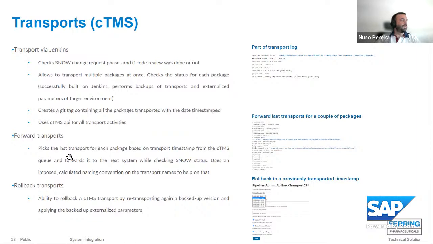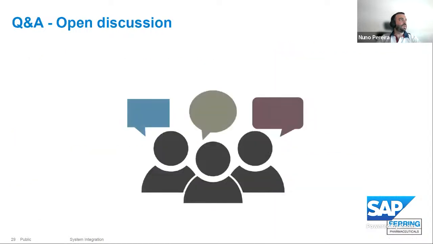So for forwarding transports, we check the latest one available, and we also check the status of the ServiceNow change request. And I think that's pretty much it. I think we are through. So I think we are good to go to the Q&A, open discussion. I will stop sharing now.